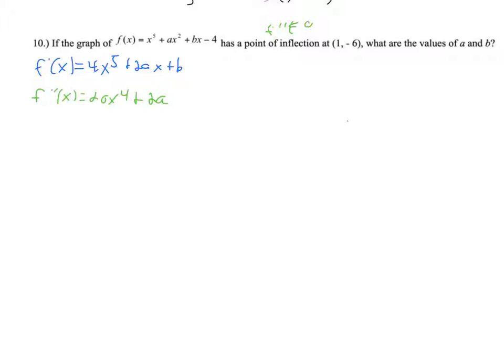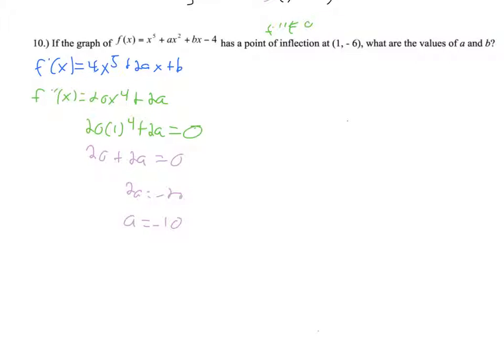Now, we know that the second derivative is equal to 0 when x is equal to 1. So when x is equal to 1, 20 times 1 to the fourth plus 2a, this second derivative is equal to 0. So a is equal to negative 10.